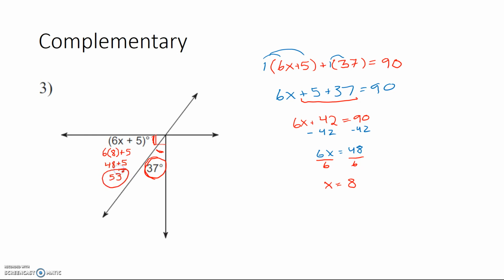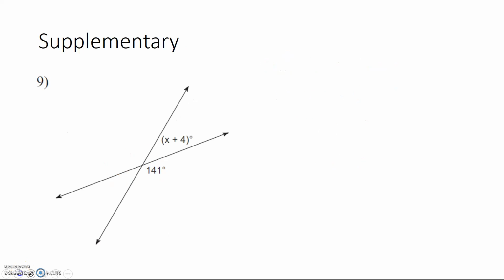So there we have it, guys. This angle right here measures 53. This angle over here measures 37. And it makes sense because if I add both of them, 53 plus 37 gives you 90 degrees. That's how this works. Let's jump over to a supplementary problem.